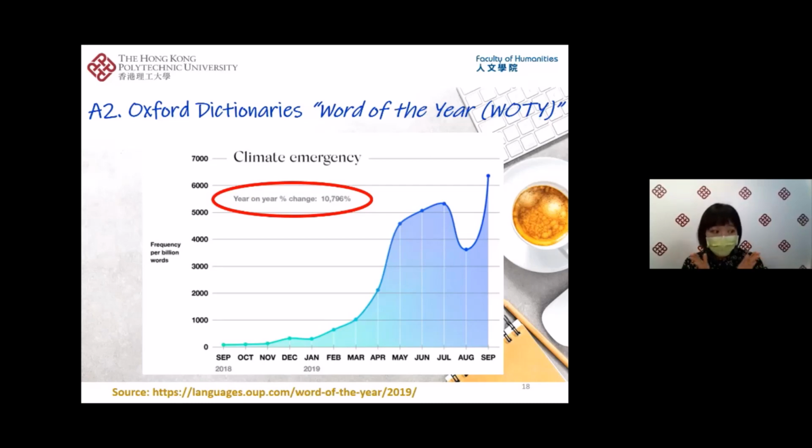So actually, within these 12 months, it experienced more than 10,000% of increase in use. So you see, it is rising. Even in this chart, you don't see what happened after September 2019, but it's still rising afterwards. I guess, of course, it's falling now because we have other concerns. So this is exactly what word of the year of fashionable language is about. It experienced huge popularity, or accumulates huge popularity, within a kind of short period of time.